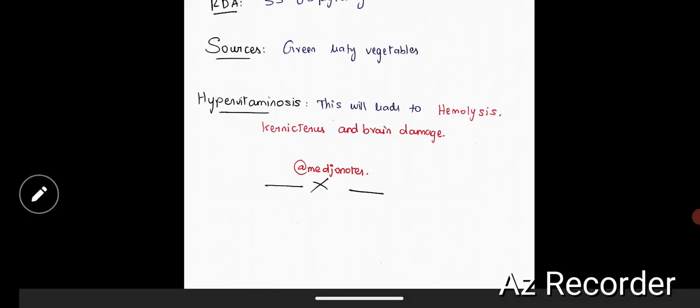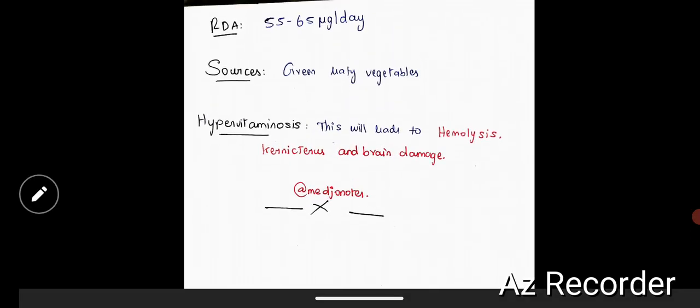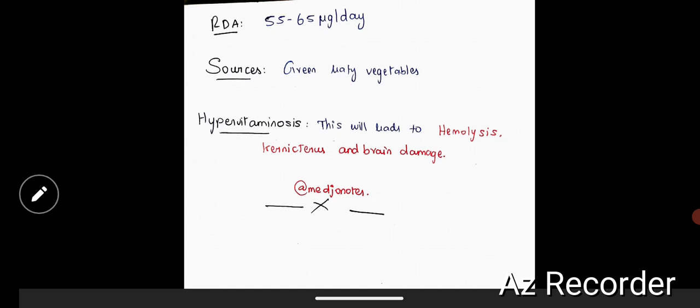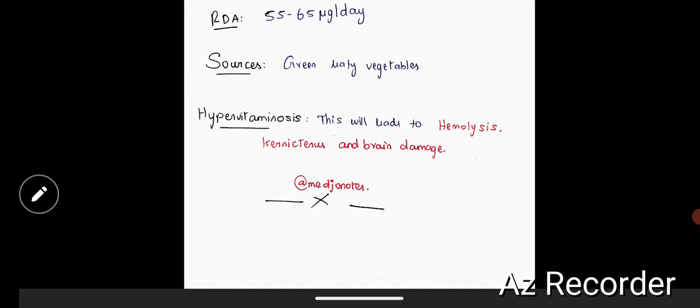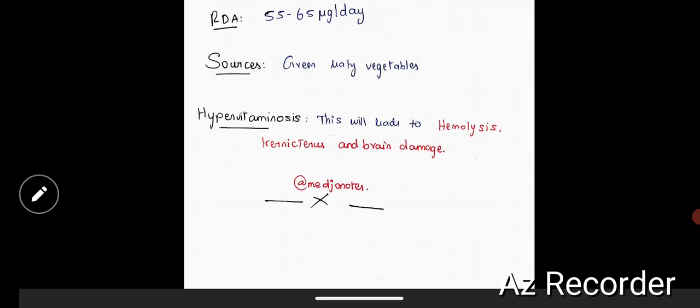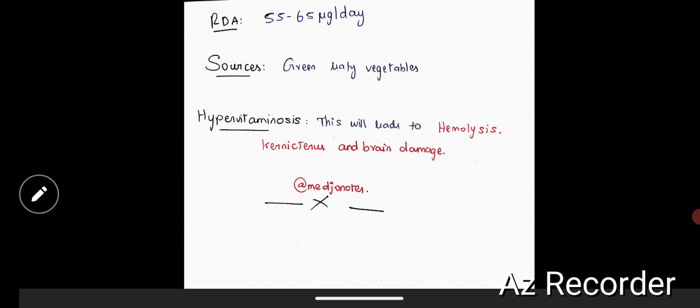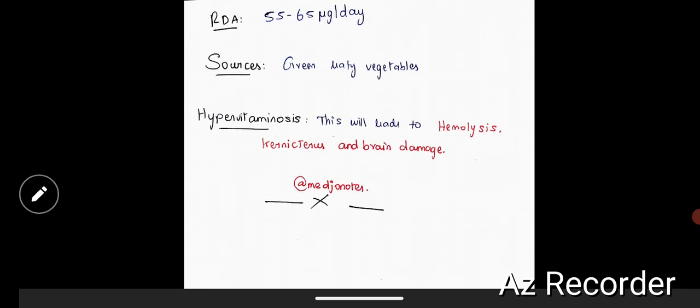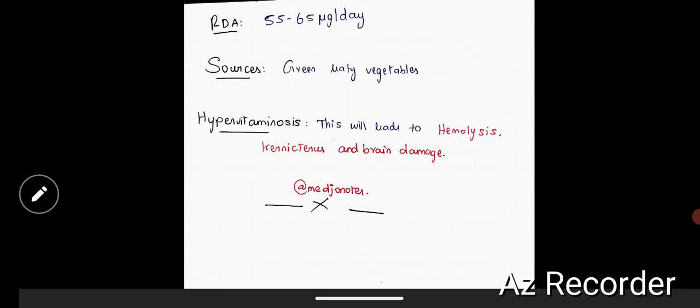RDA is 55 to 65 micrograms per day. It is very simple compared to other fat-soluble vitamins. The RDA is not specific for male, female, and so on. I have collected these values from Vasudevan, so these are almost correct values. Sources are green leafy vegetables. Hypervitaminosis leads to hemolysis, kidney stress, and brain damage.